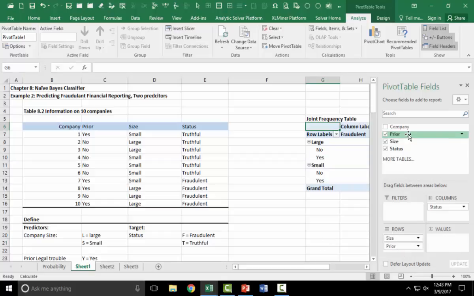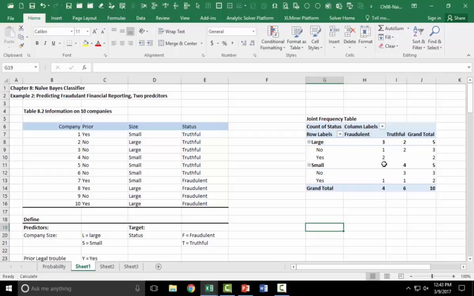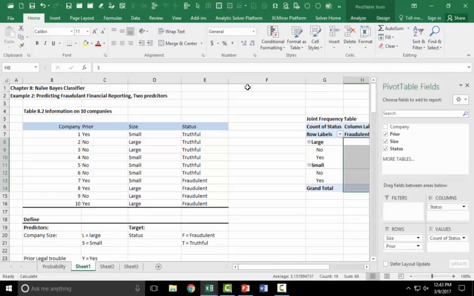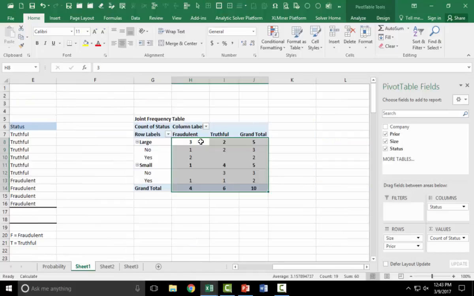Okay, so then we bring in any of the non-numeric variable, then you get the count. So now we have the count of all the different combinations right here. So now we can use this table to set up our probabilities also.